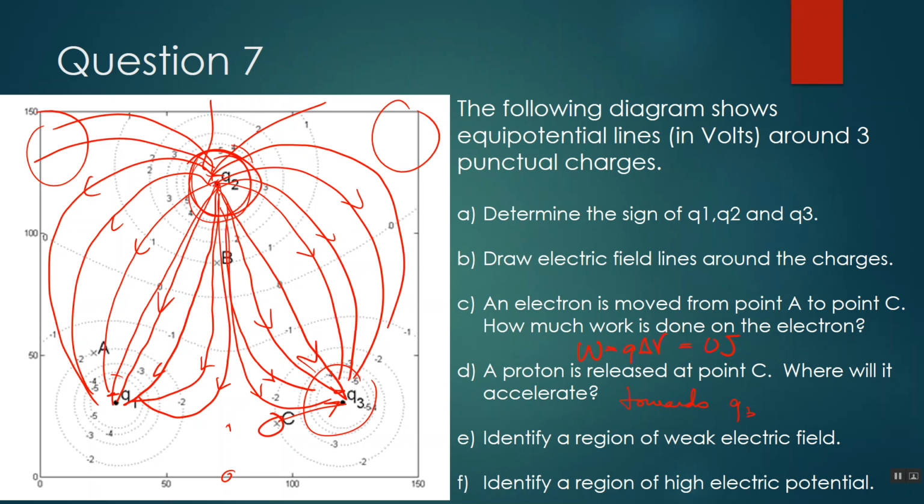And in F, finally, identify a region of high potential. Where would that be? High potential.